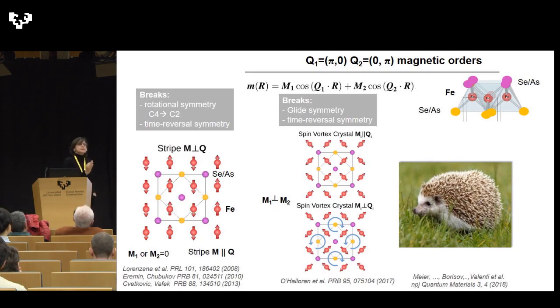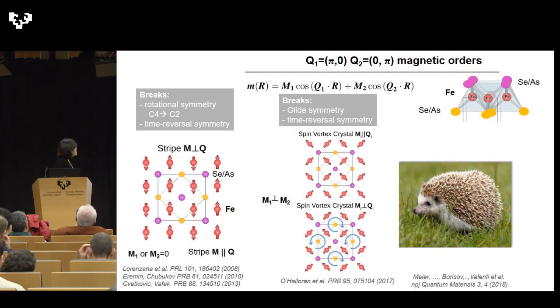So this was all related to the C4 to C2 symmetry. But now let's go back to our magnetic state and look at what other types of magnetism I could expect in these materials, starting from the tetragonal phase where they are. Now, of course, I could think of breaking glide symmetry, but still preserving rotational C4 symmetry. In this case, I have various types of magnetic orders that can appear.